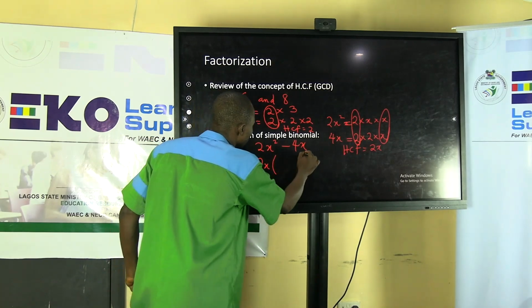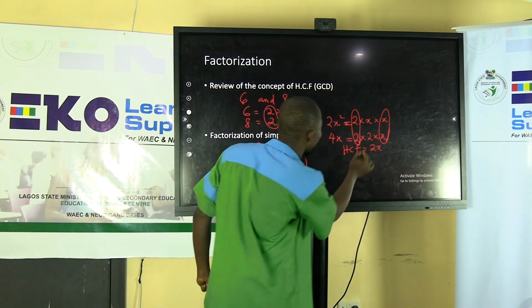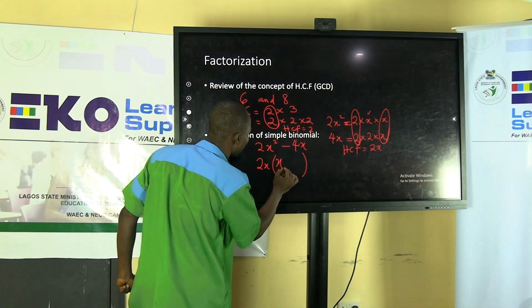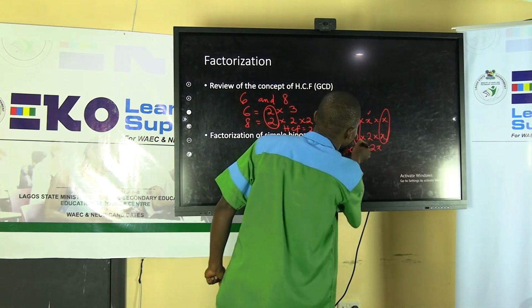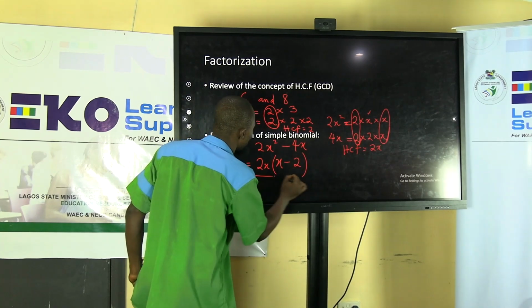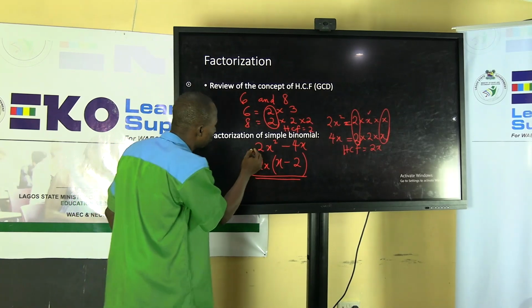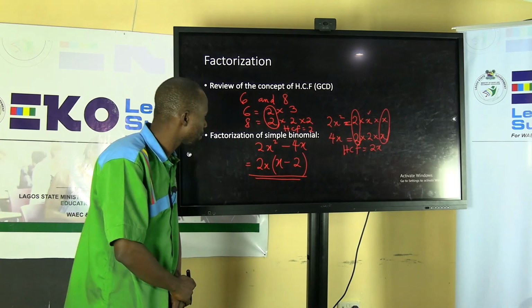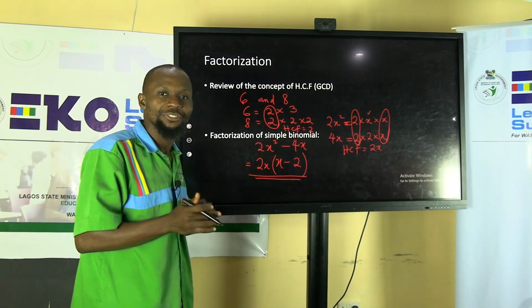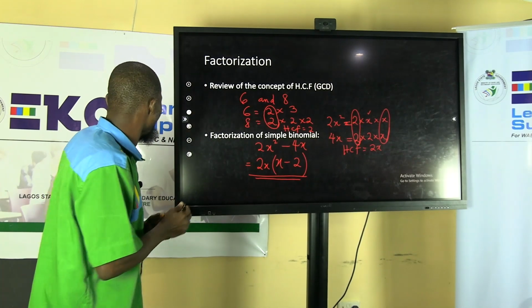So into the bracket, what is left that is not common here? We have x. Minus, what is left here that is not common? That is 2. So with this, we have been able to factorize this simple binomial expression. That is just what we mean by the concept of factorization. So let's move on.